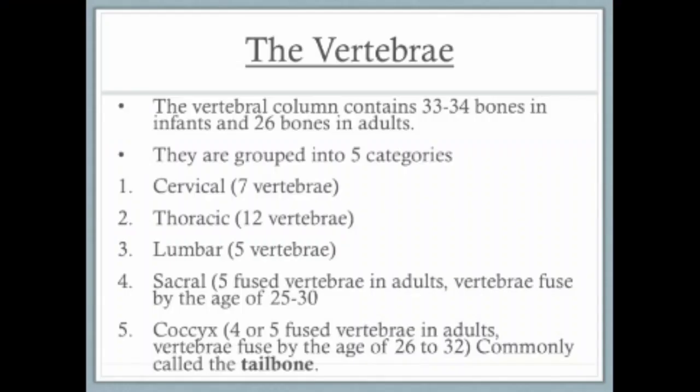Today's section will begin with the vertebrae. The vertebral column contains 33 to 34 bones in infants and 26 bones in adults. They are grouped into 5 categories: 7 cervical vertebrae, 12 thoracic vertebrae, 5 lumbar vertebrae, 5 sacral, and 4 or 5 coccygeal vertebrae.